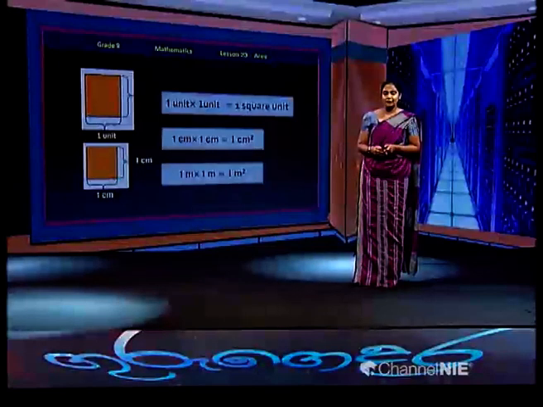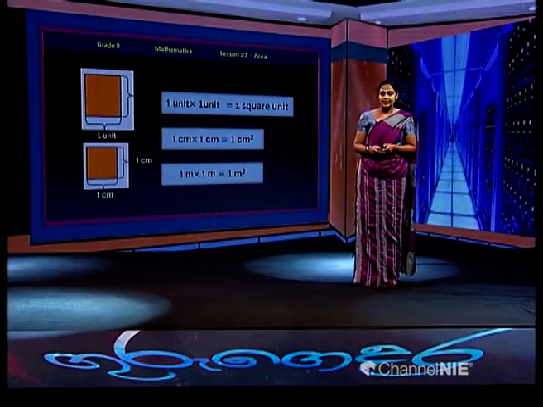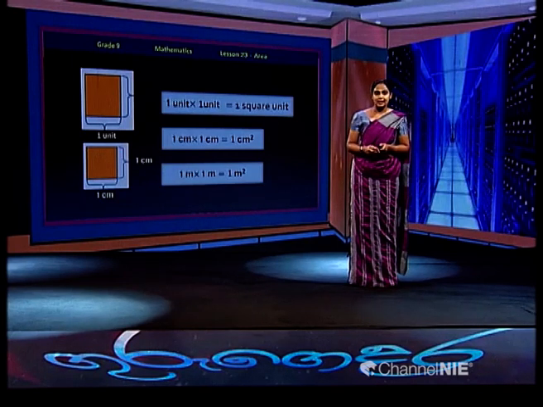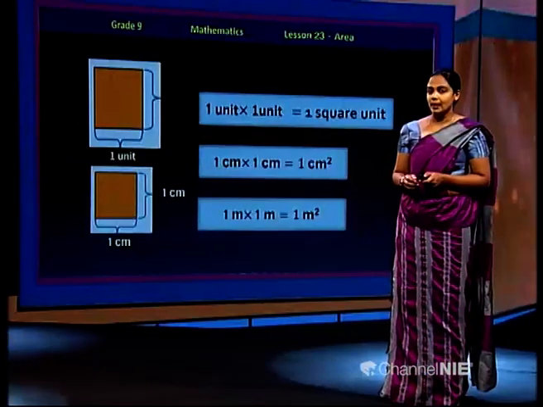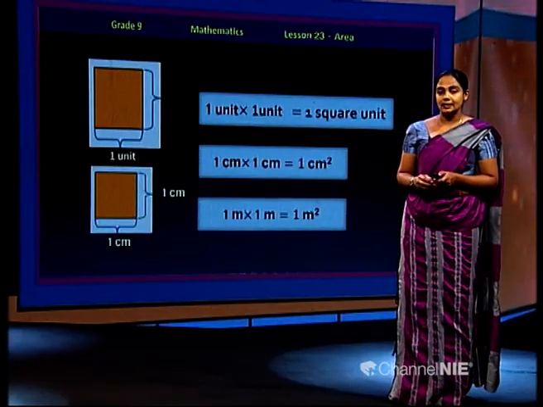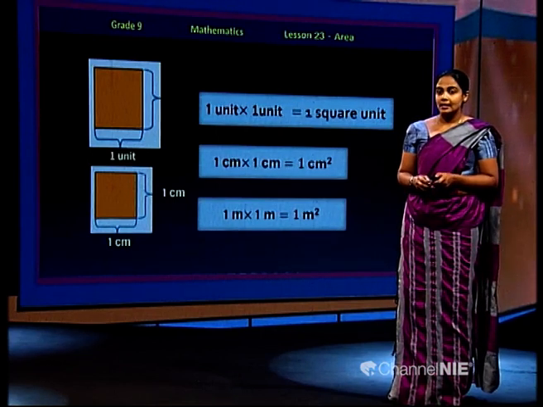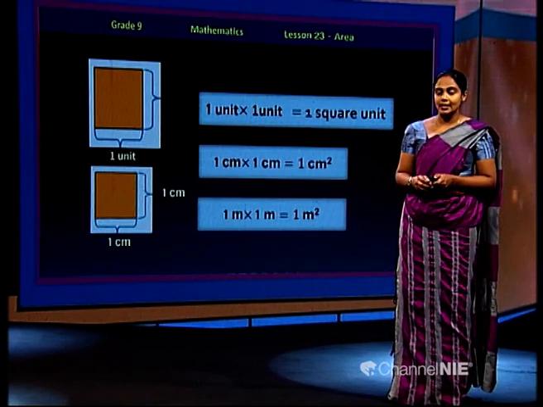Then if length of a side is 1 meter, now how you can find out the area? Length of a side is multiplied by length of a side. 1 meter into 1 meter. Then area is 1 square meter. Then dear students, let's recall your knowledge on area.